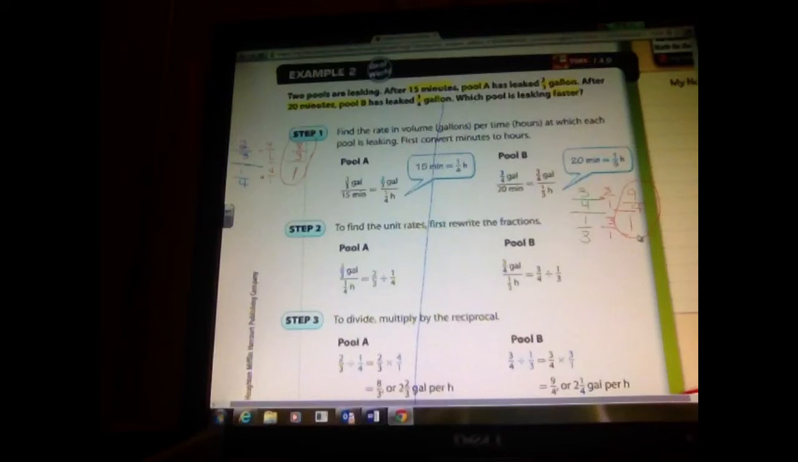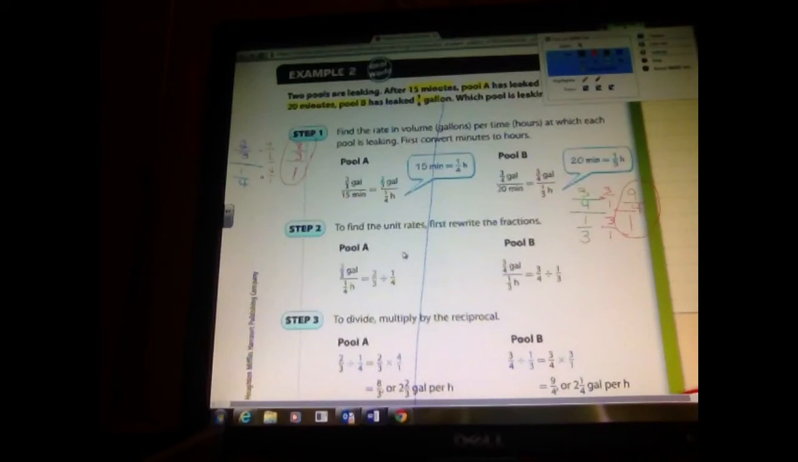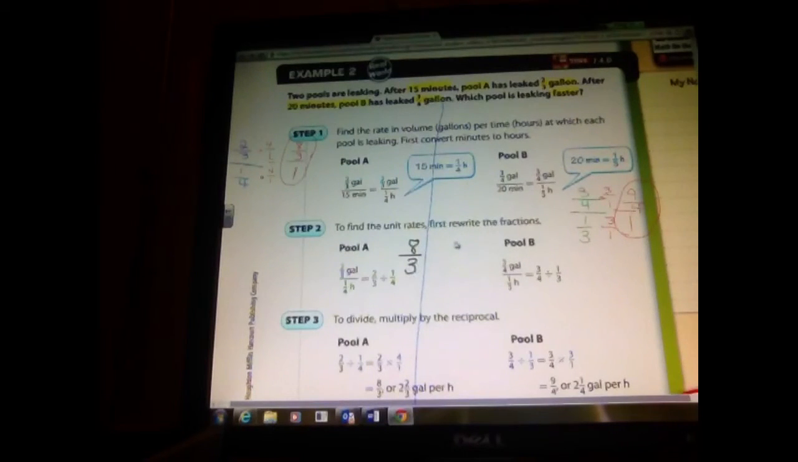Now, all I've done so far is find the unit rate for pool A and the unit rate for pool B. Now I want to compare these two. Sorry about the bell. So I have 8/3 for pool A. I have 9/4 for pool B. I want to know which one is bigger. The way that most of you have done this is you cross multiply. 3 times 9 was 27, 4 times 8 was 32, and 8/3 is larger than 9/4. Therefore, pool A is leaking faster.